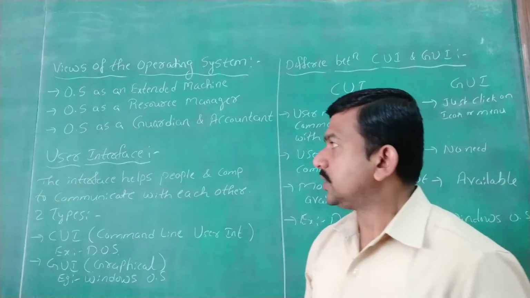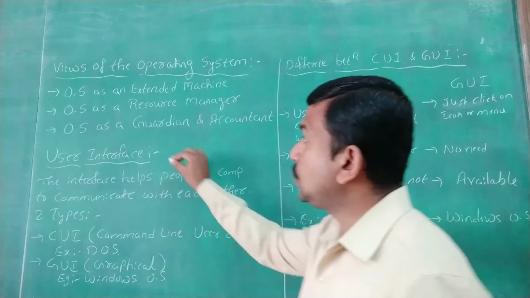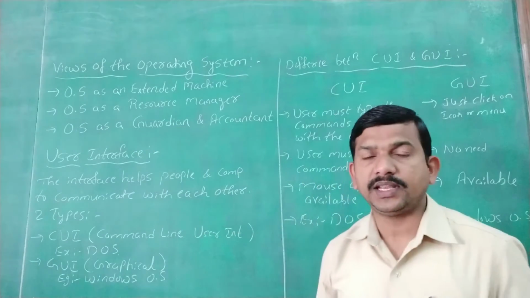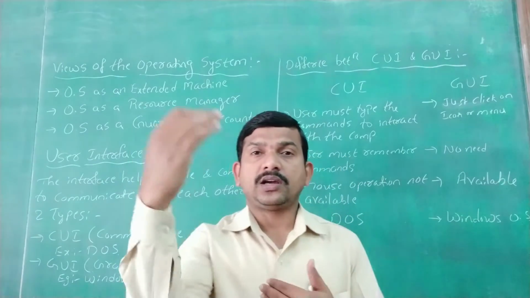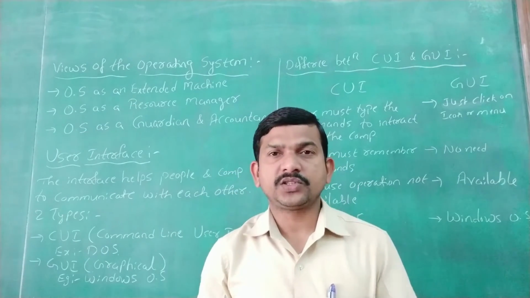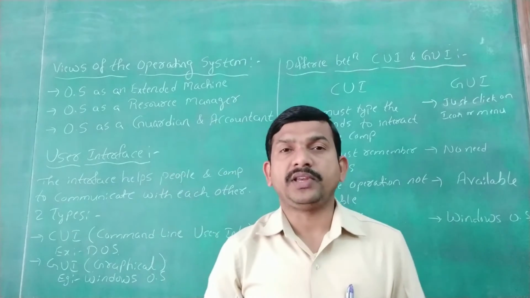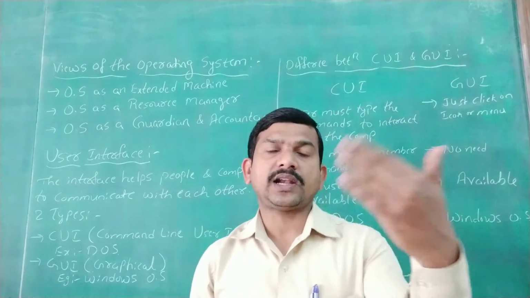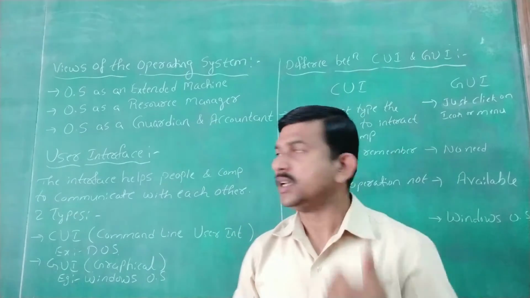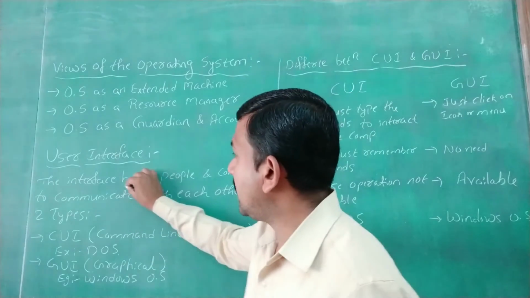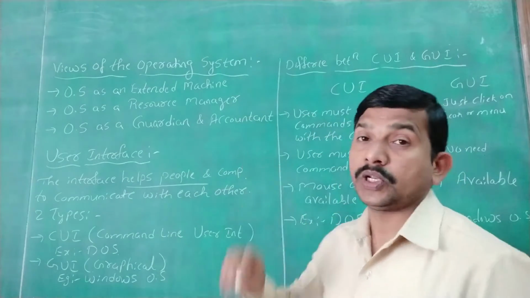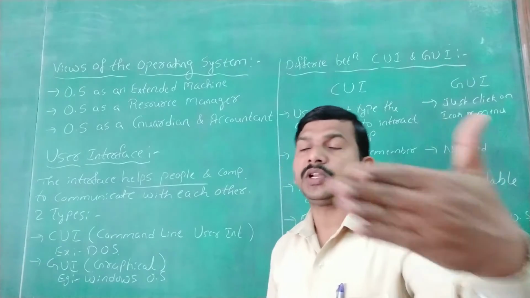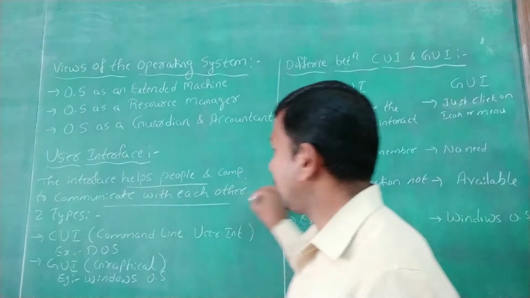Is it right? So the next part, user interface. The next one is user interface, meaning the interface through which the user communicates with the computer system. There are two different ways to interact with the computer system. It is nothing but an interface. What an interface does is it helps people and computers, not only people, computers also, to communicate with each other.